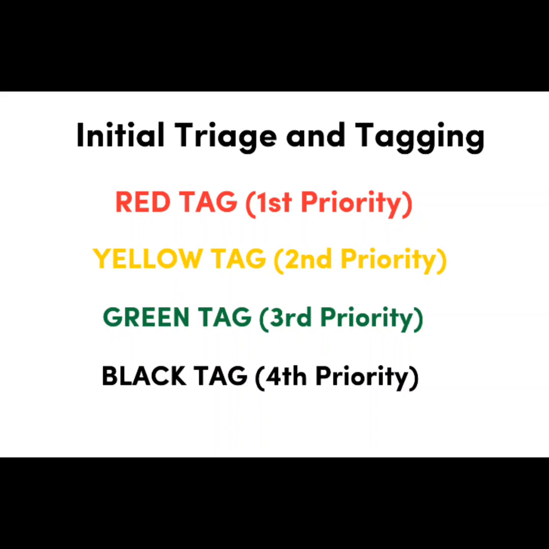Red tag, first priority. The victim has a life-threatening or serious injury that needs immediate first aid and rescue. Yellow tag, second priority. The victim has a less threatening injury and care can be delayed within 1 hour. Green tag, third priority. The victim can walk on his or her own. Rescue or assistance of the victim may be delayed.